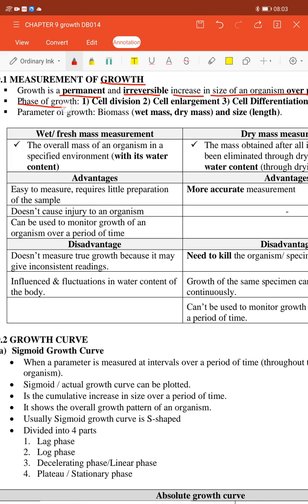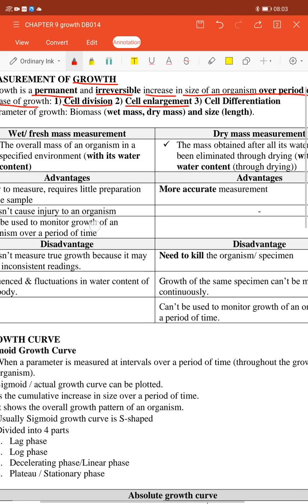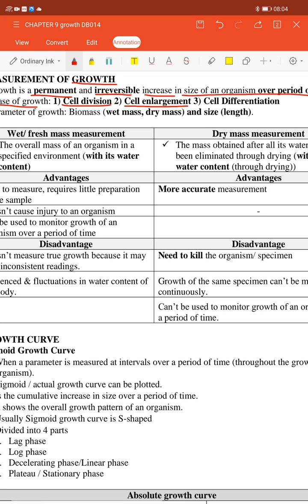And the phases of growth consist of cell division, where a cell basically divides to become many cells, usually by mitosis. And secondly is cell enlargement, where the cell enlarges, di mana kenapa dia membesar, the density of the cytoplasm increases due to the increase of organelles. Okay, and the third one is cell differentiation, di mana dia membeza untuk menjadi specific organs yang menjalankan specific function.